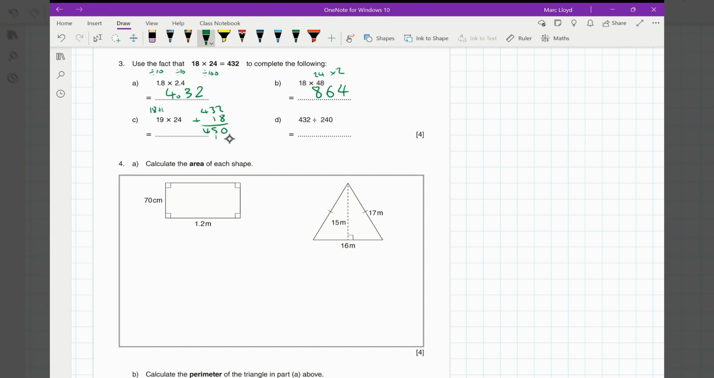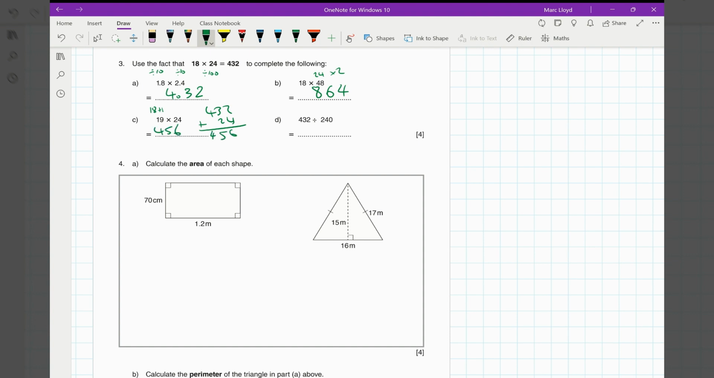That's really thrown me. I've done the wrong thing. Okay, let's work out what I've done wrong. So this is 18 plus 1, which means we're not adding 18. We're adding an extra 24. So 432 plus the 24, 456.